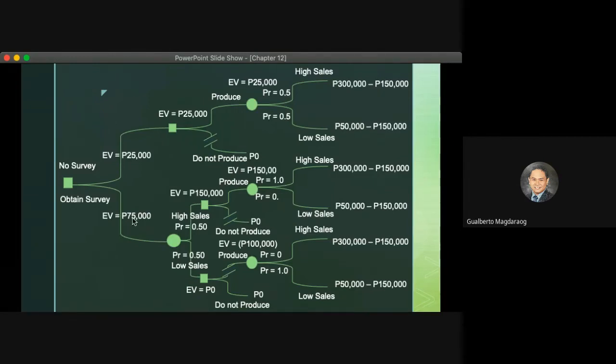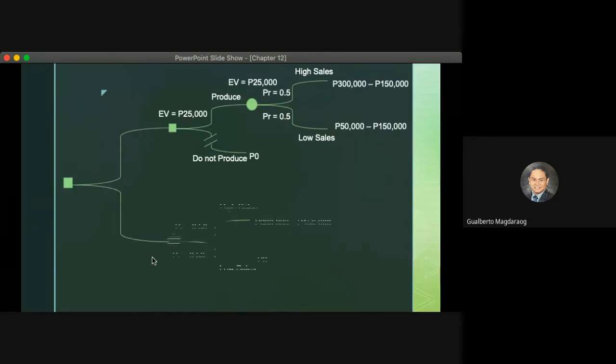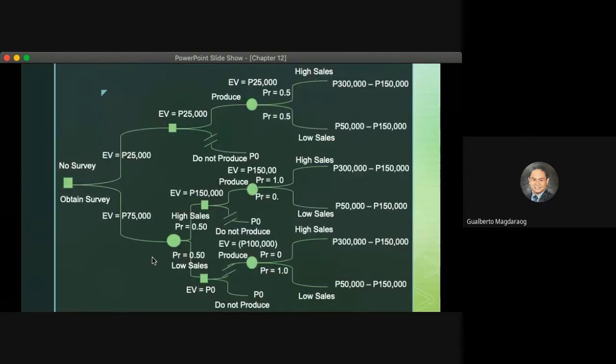Without the survey, we might earn 25,000. So how much are we willing to pay for the perfect information? The difference between 75 and 25, and therefore 50,000. So sinisingil lang niya tayo ng 20,000, okay na din. If it's not a perfect information, 30,000 lang, okay na din. Beyond 50,000, hindi na okay.